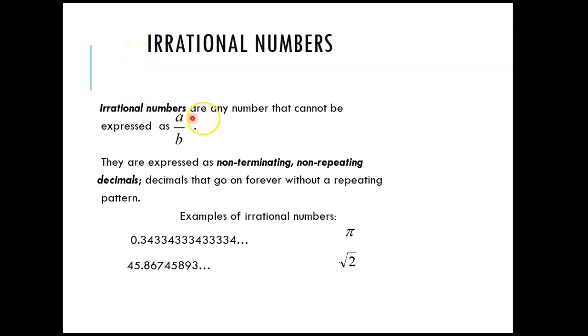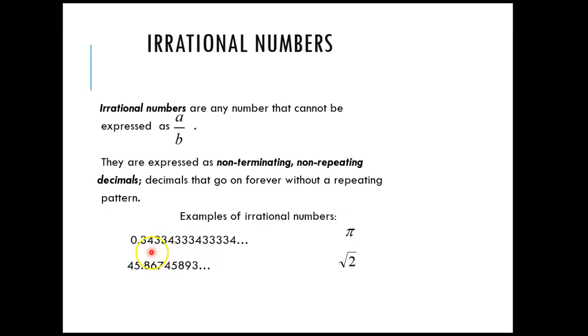So irrational numbers are any number that cannot, notice it says cannot, be expressed as a fraction, so A over B. They are expressed as non-terminating. That means they keep going on forever. They never stop. Non-repeating decimals. So all those numbers that keep going on forever and never stop, they don't repeat. Okay? Now here are some examples of irrational numbers.